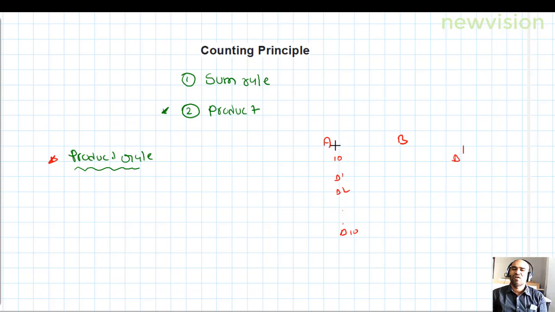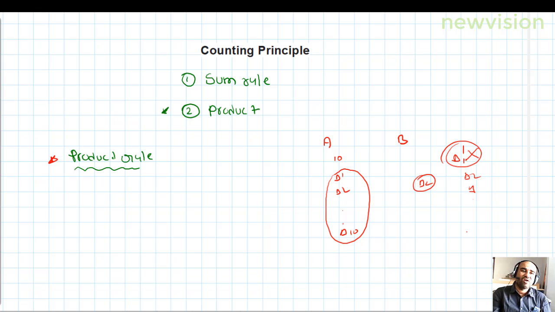Okay students, first of all, among these 10 buses, he can use any one of the buses to travel from A to B. For example, he used bus number 1. Then in the return journey, from B to A, he can't use B1. He can use B2 or B3 or B4 and so on up to B10. If he used B2 initially, he can't use B2 on the return journey, so he can use B1 or B3 and so on up to B10.